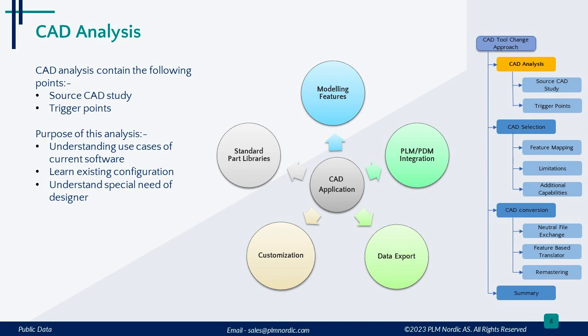CAD analysis involves study of all features and functionalities used by an organization in CAD software. Example: features used for modeling, integration with PLM or PDM systems, customized constraints and features, customized validation tools for assemblies, standard part library, data export options used for downstream business activities, and so on. Such analysis provides clear understanding of critical factors in CAD applications that are absolute necessity and the ones that hold least value.